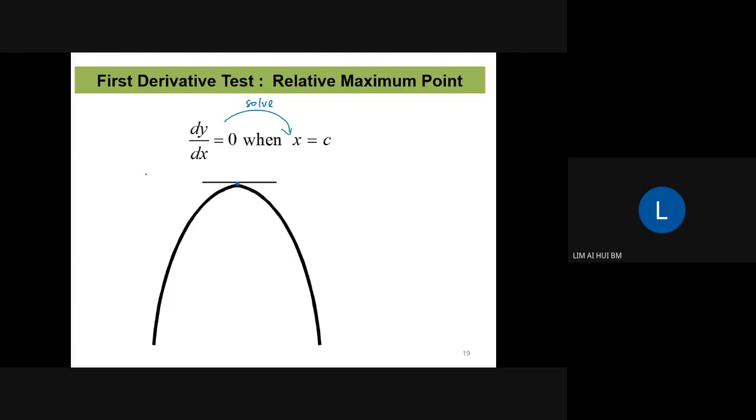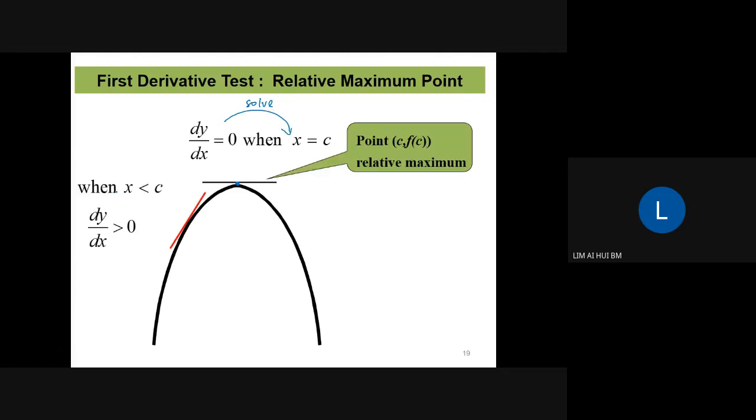Then we check the value at the left-hand side of x equals to c. Kita ganti satu nilai yang kurang daripada c inside our dy dx. If we got dy dx greater than 0, meaning that the gradient is greater than 0, our graph is increasing. Increasing is from the left to the right. So, bila kita lukis menggunakan diagram, ini adalah gradient dia. Ini adalah garis dia. Okay.